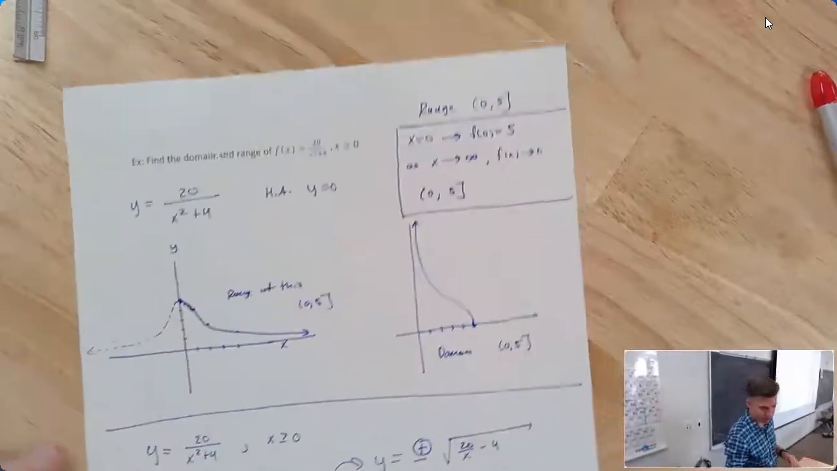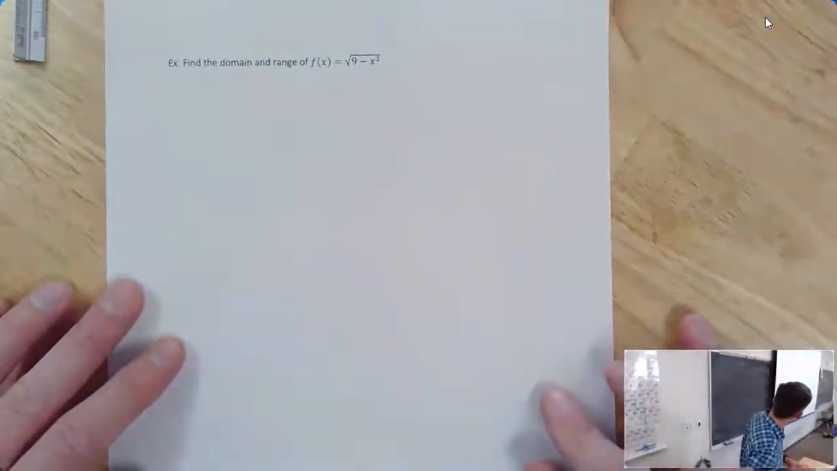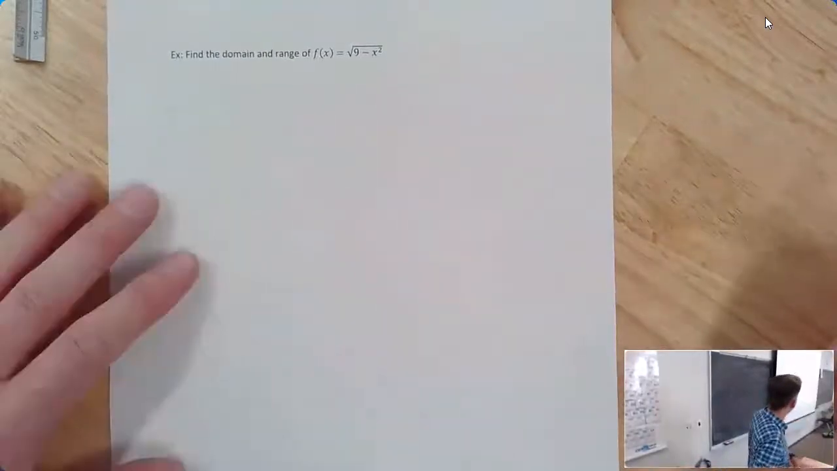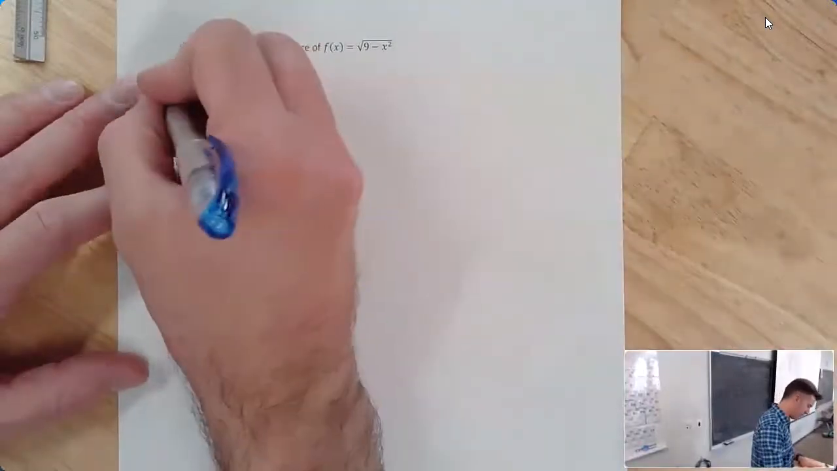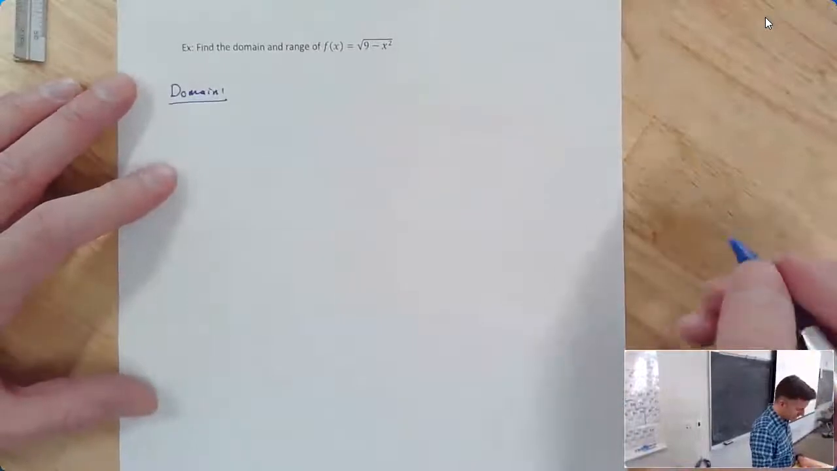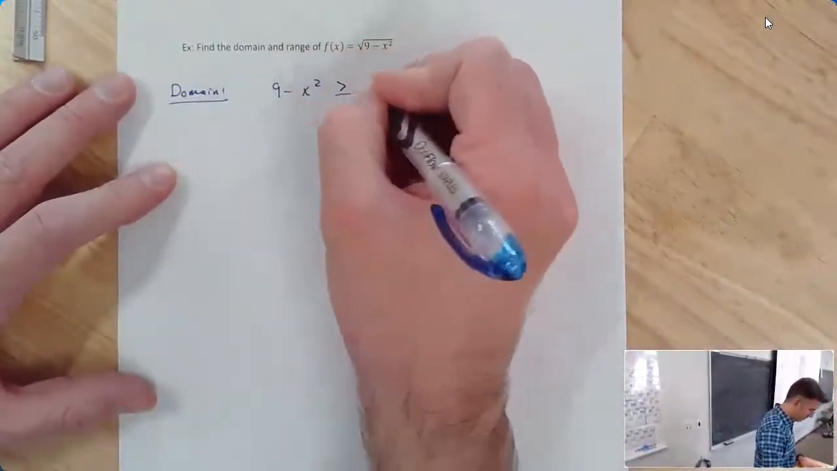All right, let's look at this last one on the page before here. We're probably going to talk about it all the ways again. So, domain and range of this function. Let's talk about domain first. For the domain, we need the insides to be not negative. So 9 minus x squared had better be bigger than or equal to 0.